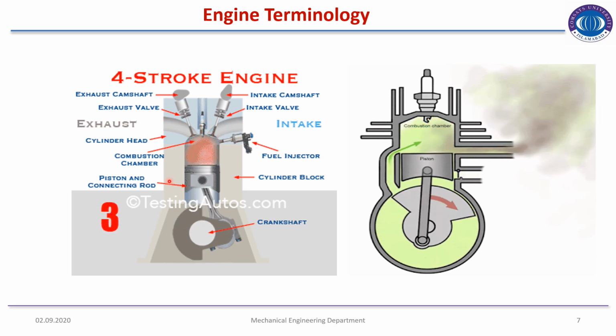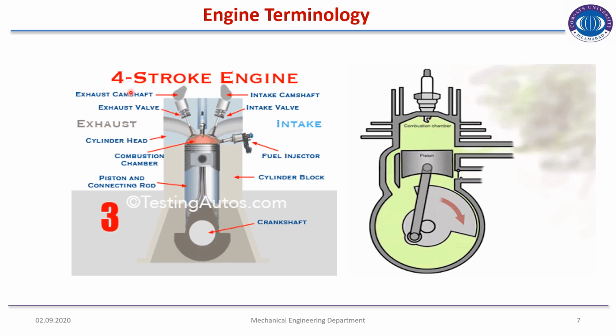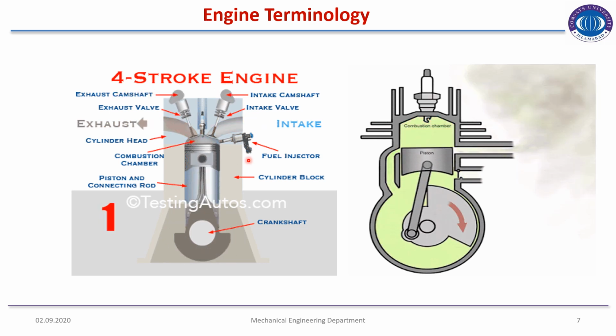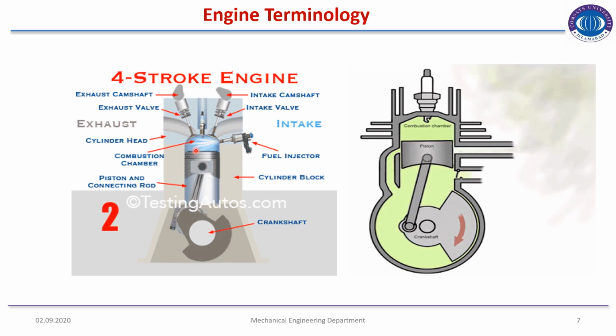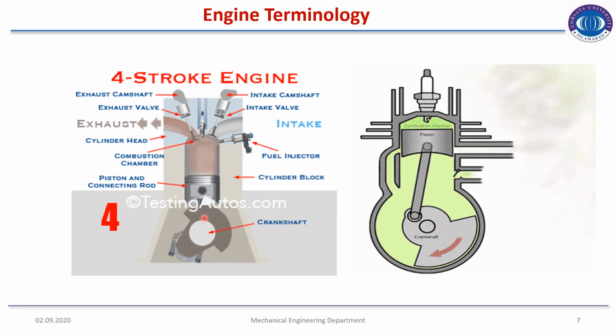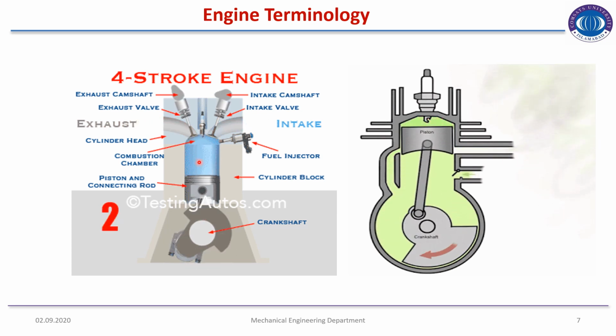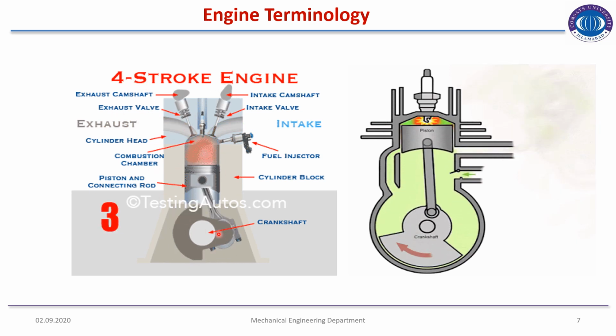So all this process happens in four different strokes. This is why this engine is known as a four-stroke engine. In the first stroke, the fuel is entered into the piston cylinder. In the second, that fuel is compressed. The third stroke is the power stroke, so combustion occurs and the piston will move back. And in the fourth stroke, when the piston is moving upward, it is exhausting the gases out of the piston cylinder. So this process happens in four different strokes.